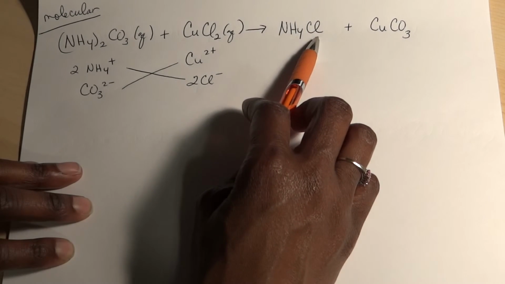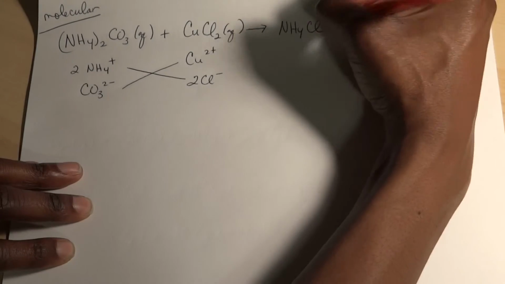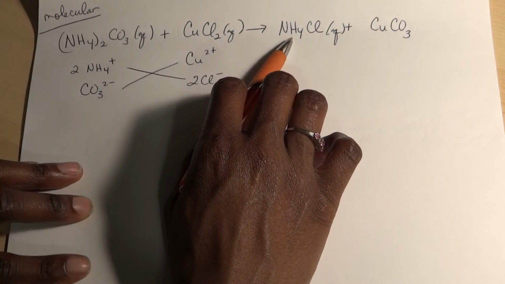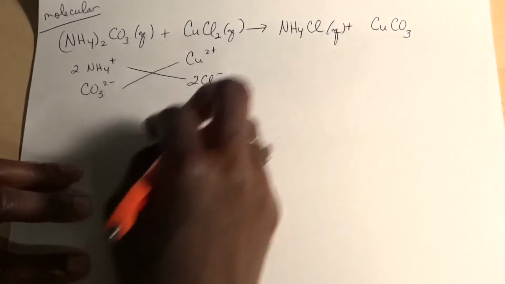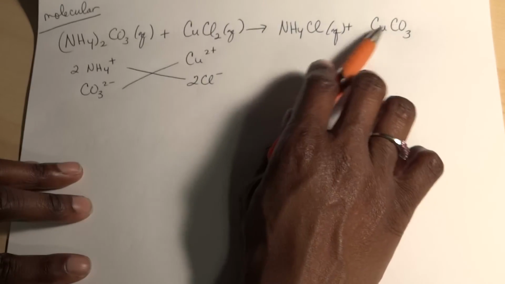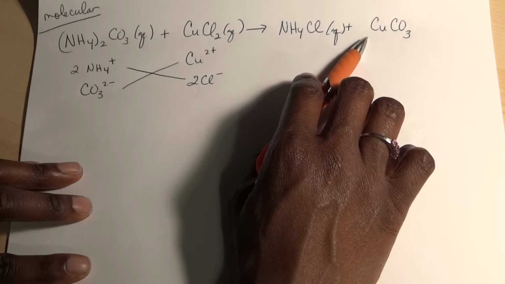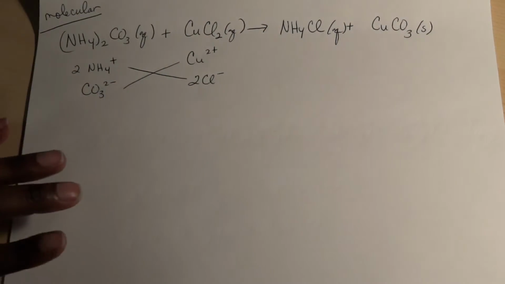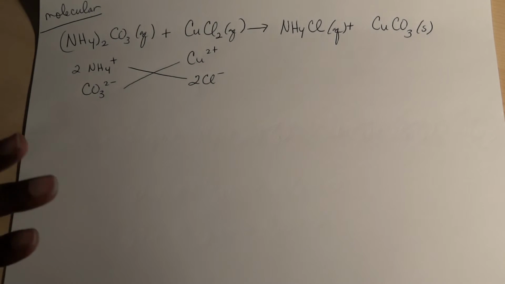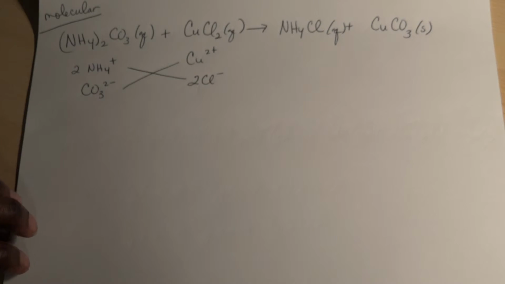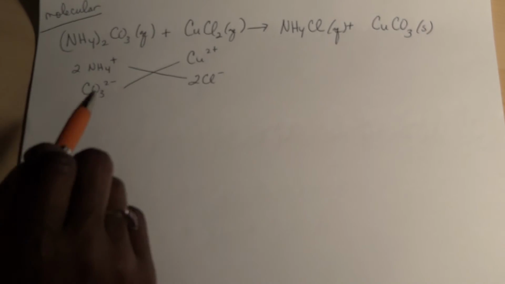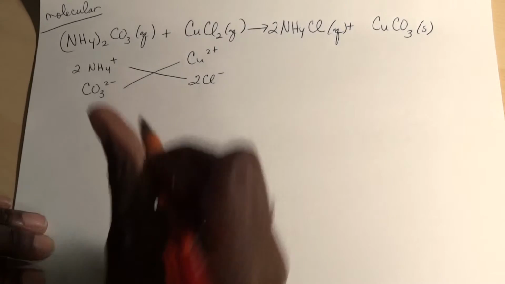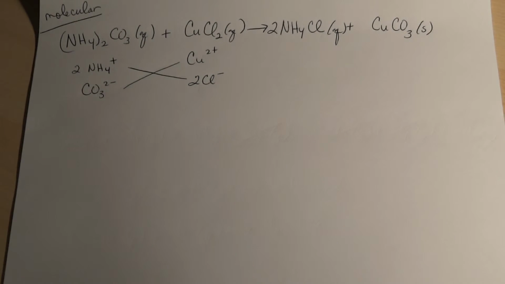Ammonium chloride is aqueous because of the ammonium. Rule number 1, ammonium is aqueous. And copper 2 carbonate is rule number 4, because neither of these fit in any of those 3 rules. So rule number 4 means it's a solid. So there's our precipitate. So this reaction will occur. So we're just going to balance it. We have 2 ammoniums and 2 chlorides. We just put a 2 here, and that takes care of it.